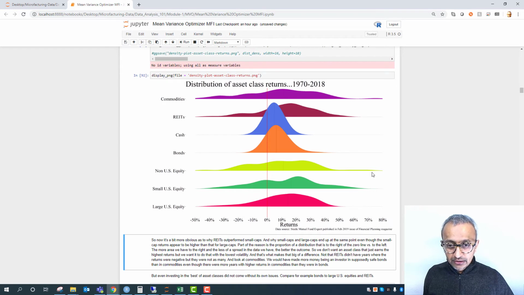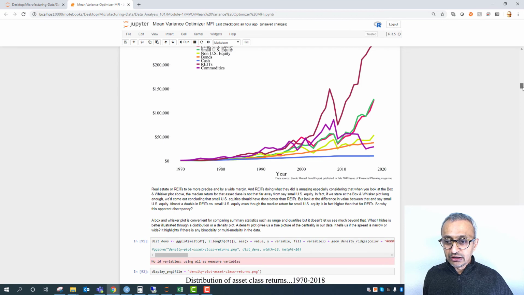And you see there are in commodities. See, commodities sucked. Okay, so commodities basically did pretty terrible, right?